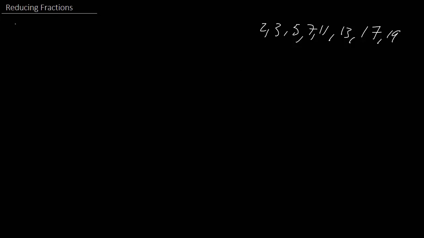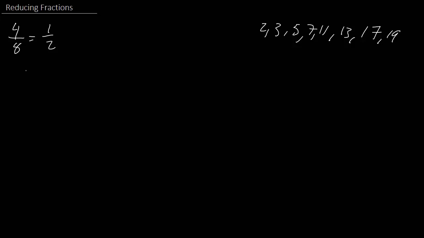So the first problem is going to be very easy. It's going to be reduce 4/8. Right off the bat, I can already tell you that it's 1/2. But how do we already know that? Well, we know that 4 will go into 8 two times. But let's do it with prime factorization. So we're going to have to break down the numerator and the denominator into its prime factors.